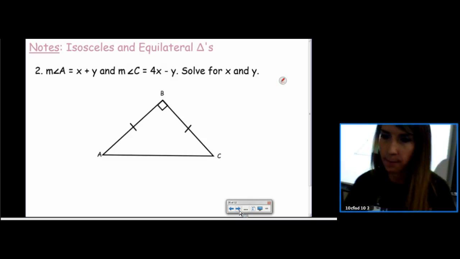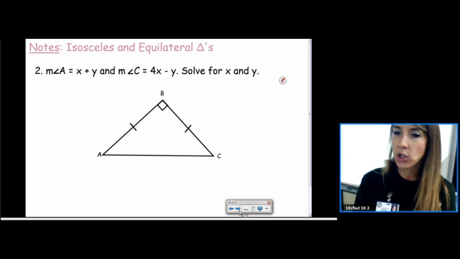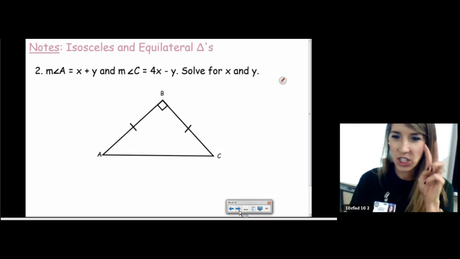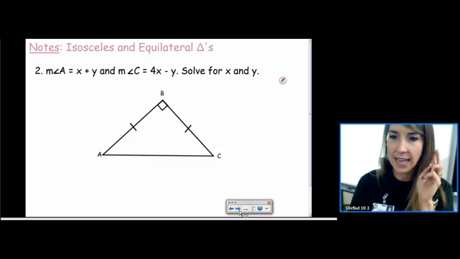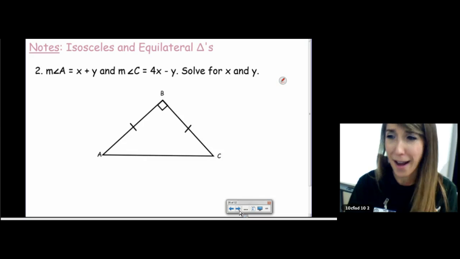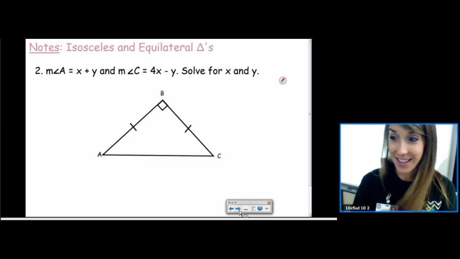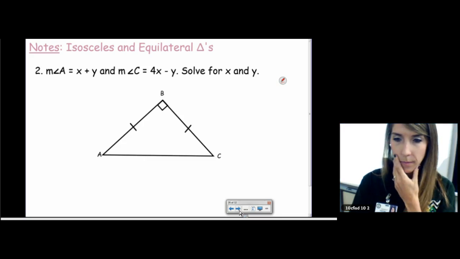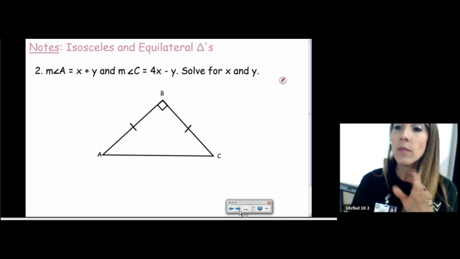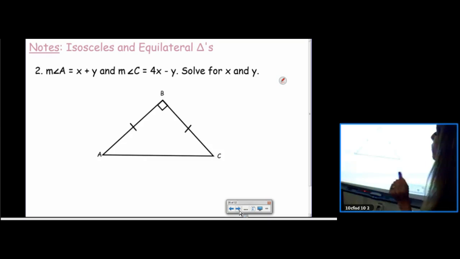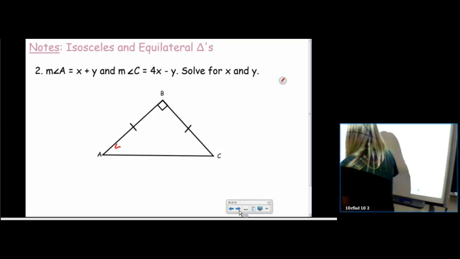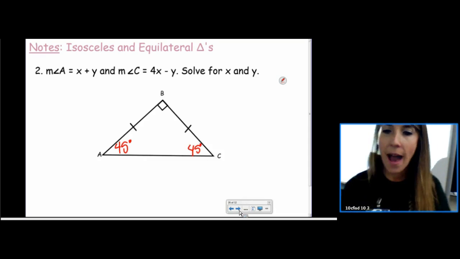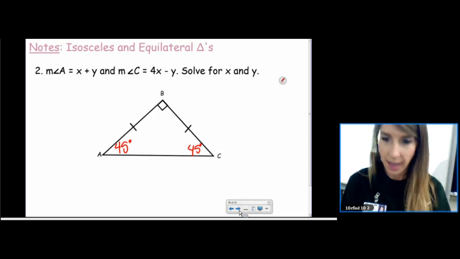Last problem of the day. What do you notice about triangle ABC? What do you notice? It's two things. It's right and it's isosceles. So what is the measure of angle A and the measure of angle C? Very good. We know that it's right. We know it's isosceles. So we actually know the measure of these angles. That's not a coincidence. That will happen every time.